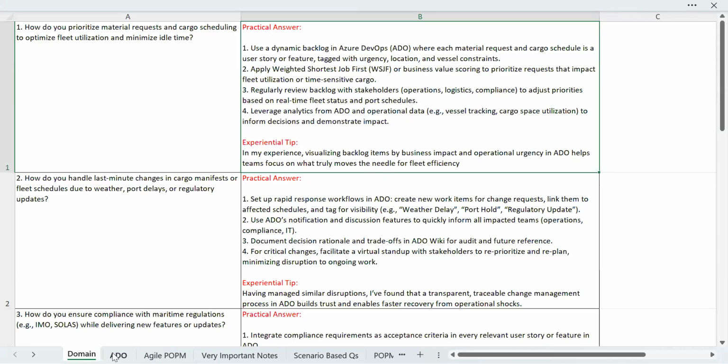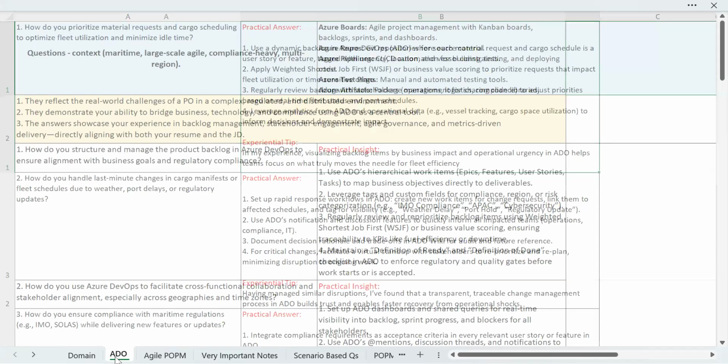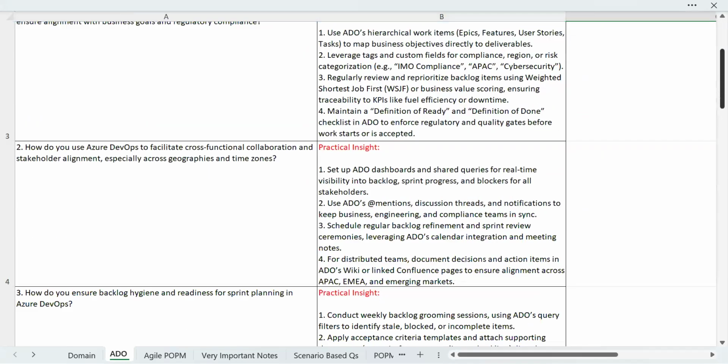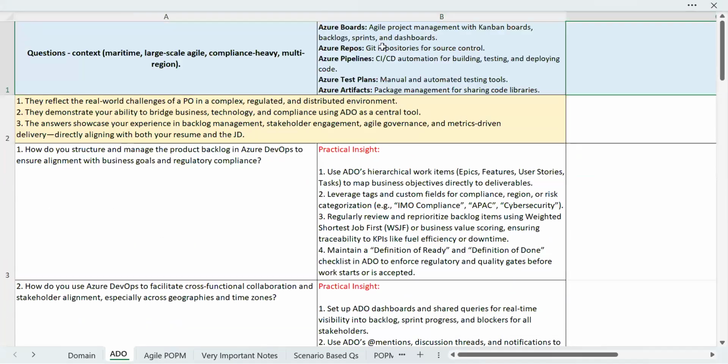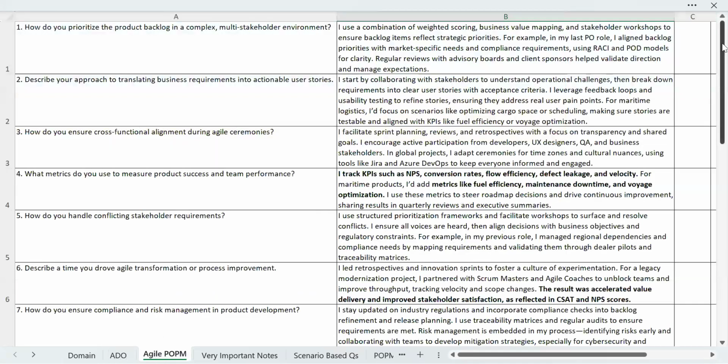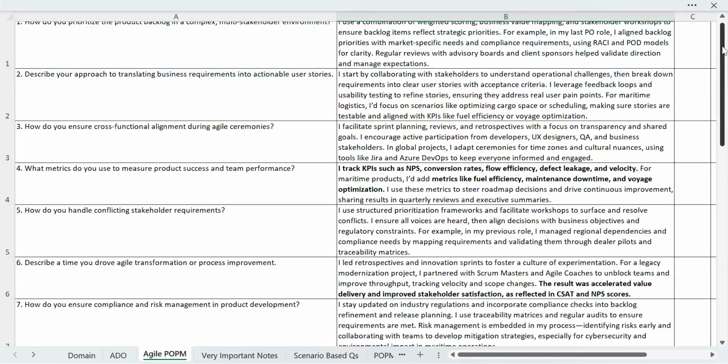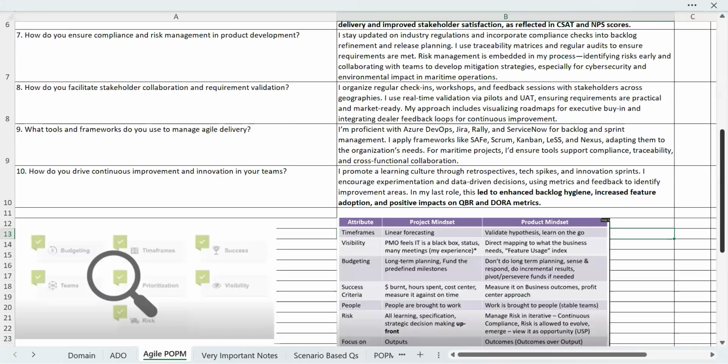One is on the domain, second is on the tool. Let's say in that client, people are using ADO. Then what could be some of the questions pertaining to a product owner or product manager role, purely from a tool or ADO point of view? Then, from a general agile process perspective, what could be some of the questions for product owner and product manager?